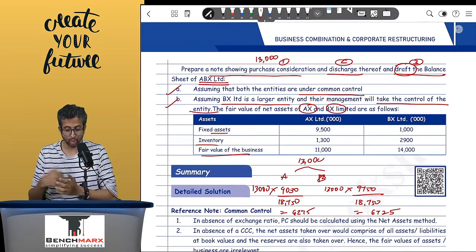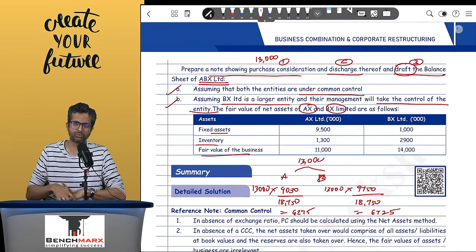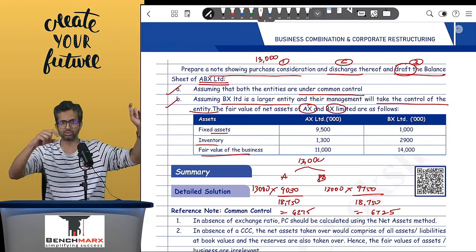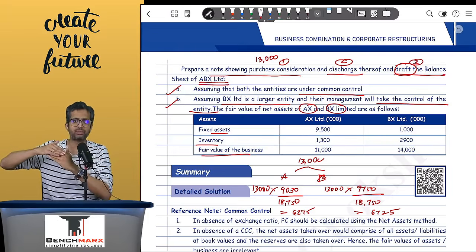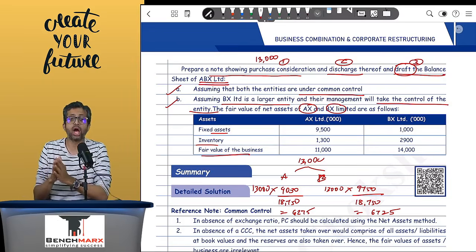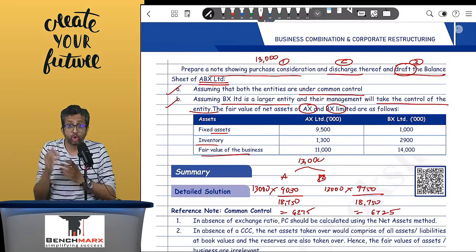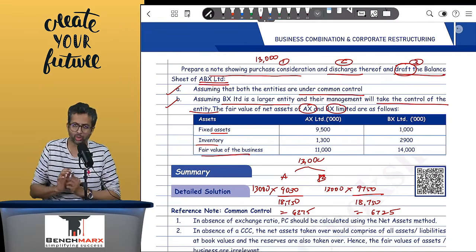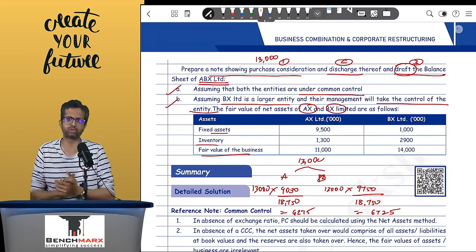So what is happening over here is BX is given to be a larger entity, and the management of BX is supposed to take control of the entity. So it clearly appears that when there are two transactions, that is AX merging with ABX and BX merging with ABX, when BX merges with ABX, BX ultimately takes control over ABX, and hence from an accounting standpoint, BX is the accounting acquirer. Though from a legal standpoint, it might appear that ABX is the legal acquirer. So the institute has solved and explained this considering it to be a reverse acquisition.